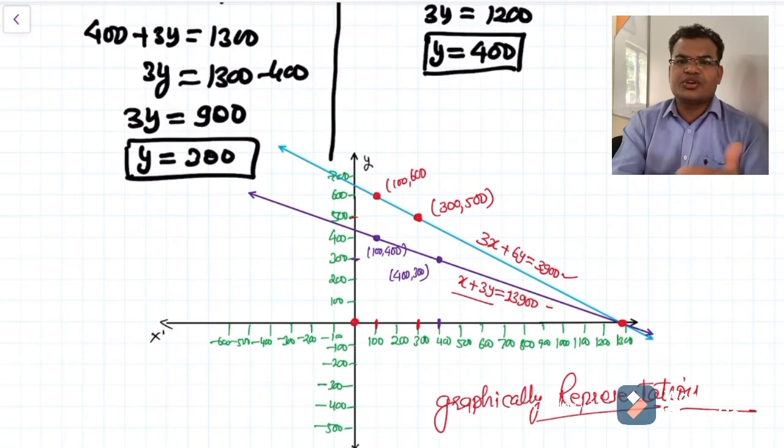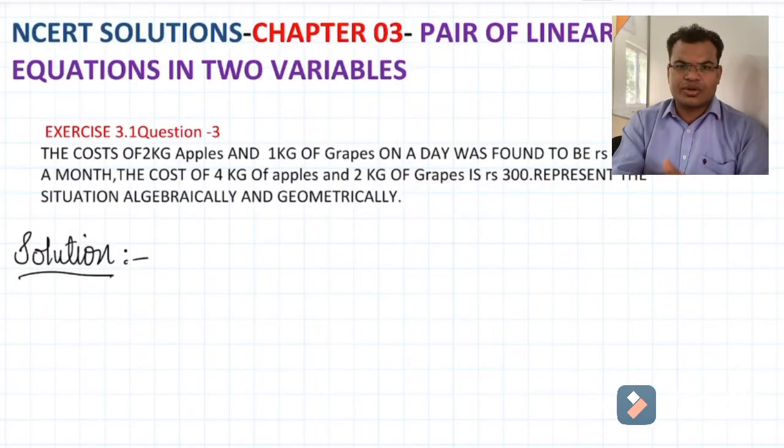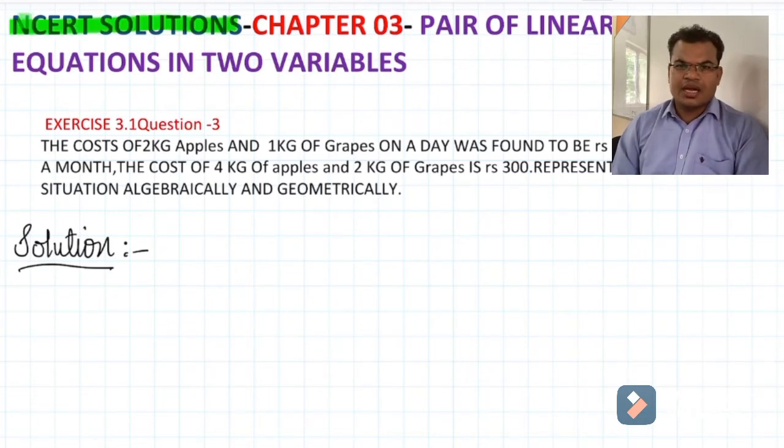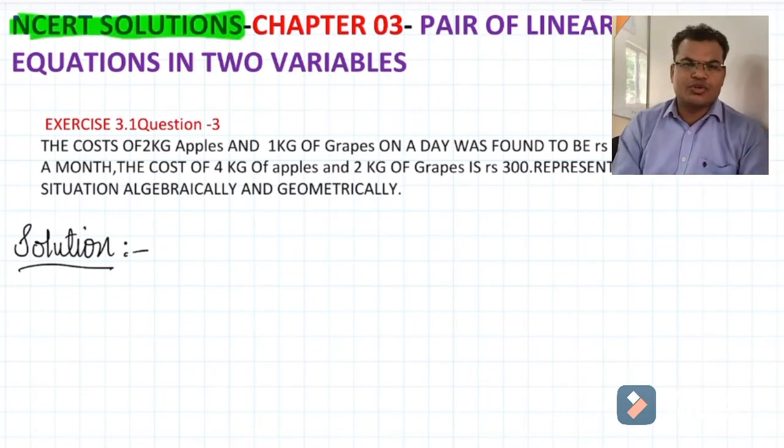So I think this is clear to you all, guys. The first question is over. Now we are moving to the second question. Again, I'll tell you the NCERT solutions. We have the second question of chapter number 3, and the chapter name you know very well. So we'll continue this question in order.